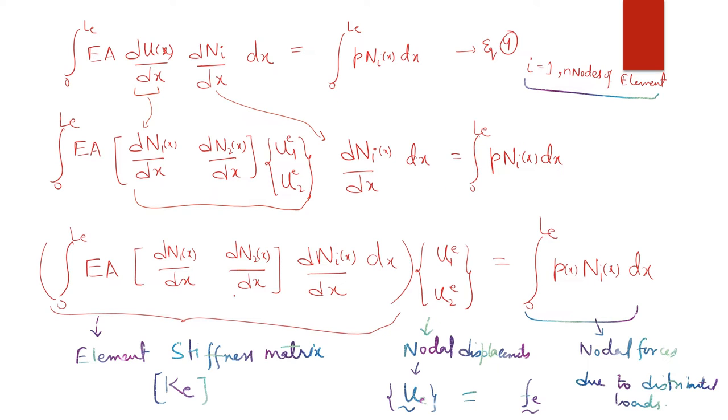Then further, we know that this is a constant value, so we can take it outside the integration. So we kept it outside the integration and the rest is inside. Now, the integration will give the element stiffness matrix KE, and this is the nodal displacement UE, and this is the nodal forces due to distributed loads FE. Therefore we get KE into UE equals FE, KU equals F, we know that.